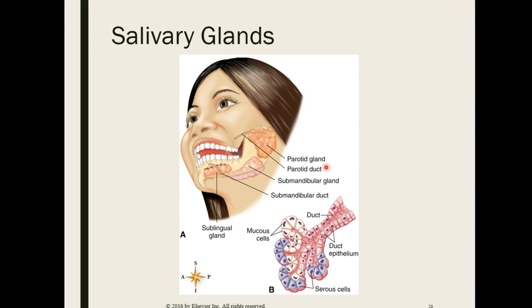So here's the location of those. You can see the parotid is kind of by that temporal mandibular joint up here. And then the parotid duct is actually going to go through the roof of the mouth. Then the submandibular and the sublingual glands and their ducts are going to be in the floor of the mouth.